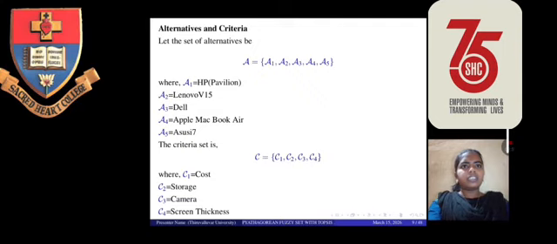Alternatives and criteria. Let the set of alternatives be A equal to A1, A2, A3, A4, A5. A1 equals HP Pavilion, A2 equals Lenovo V15, A3 equals Dell, A4 equals Apple MacBook Air, A5 equals ASUS i7. The criteria set is considered to be C1, C2, C3, C4.